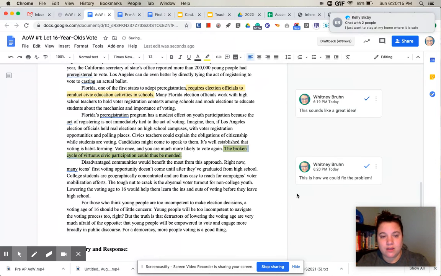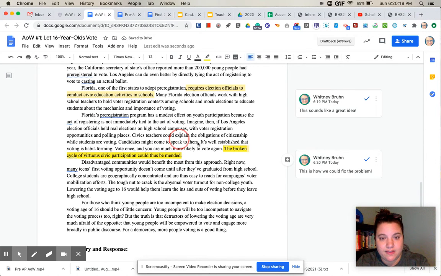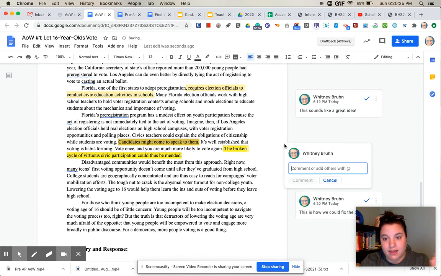Okay. And I also think that this is really important. Candidates might come to speak to the students. How wonderful would that be if the school board members were coming to your school and actually talking to you about their ideas? This would be so cool.